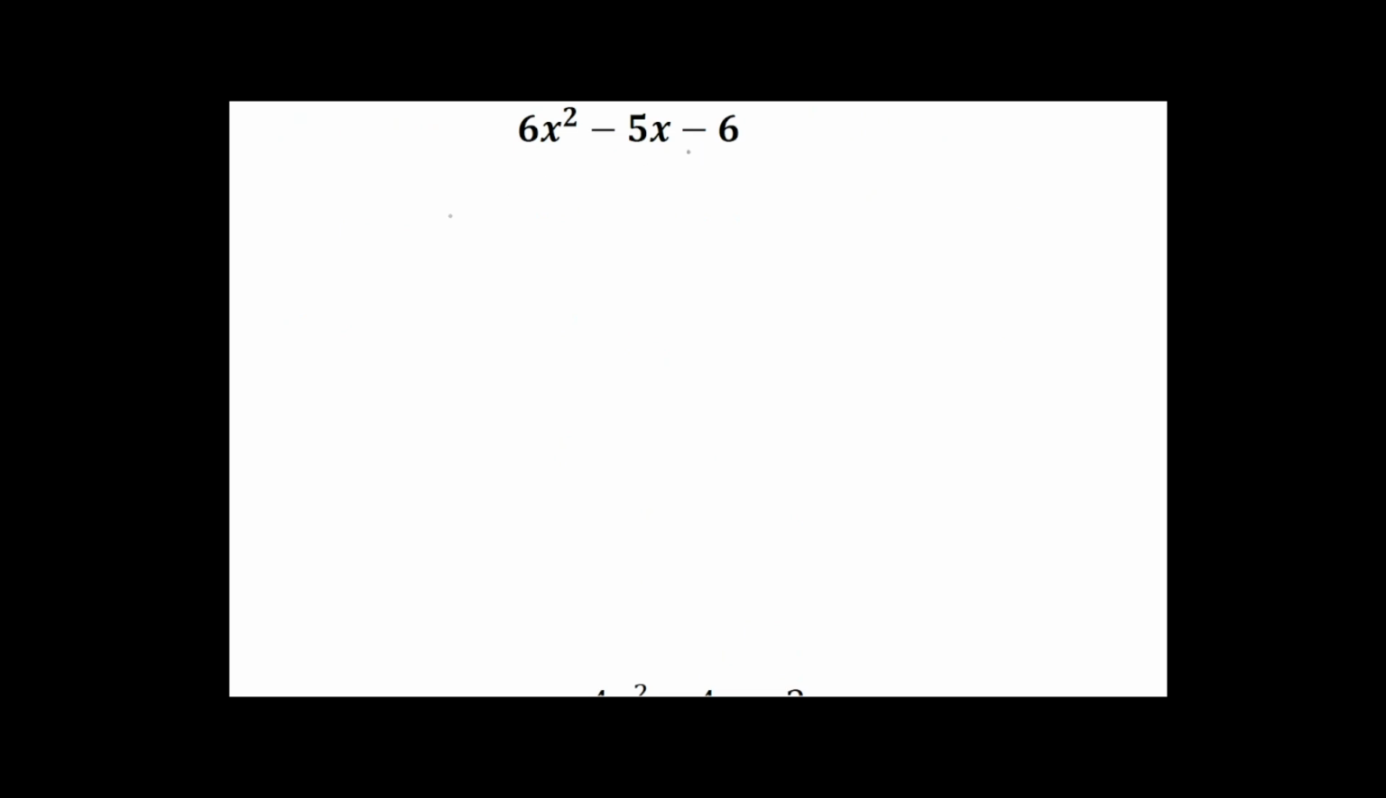Okay, there's nothing in common here, so let's just go to our algorithm. Positive 6 times negative 6 is negative 36. Okay, so we want something that multiplies to give us negative 36 and adds to give us negative 5. Well, let's look at the factors of 36. There's 36 and negative 1, negative 36 and positive 1. It's obviously neither of those.